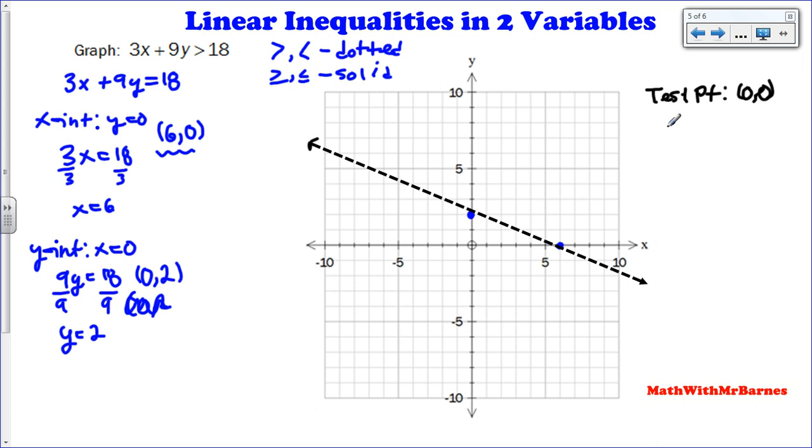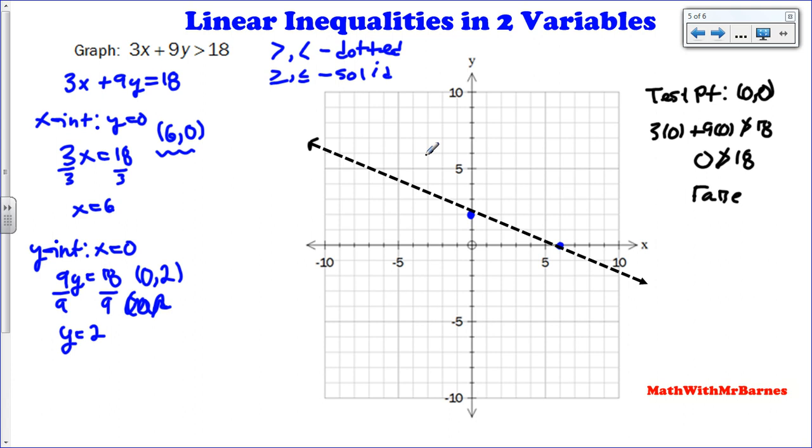So if I sub in 0 for each one of these, 0 plus 9 times 0 is greater than 18. If it's true, that's where it's a solution. If it's not true, then it's not a solution. Obviously 0 is not greater than 18, so we can put a line through this to show that it's false. That means (0, 0) is not a solution.